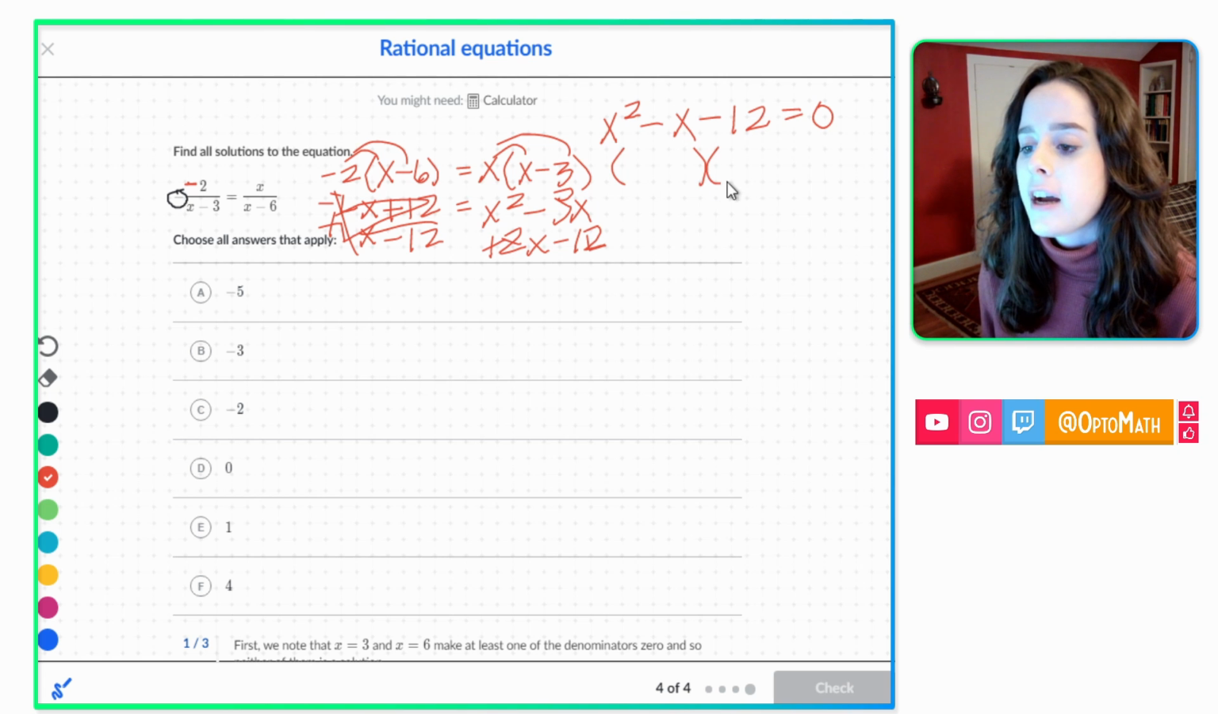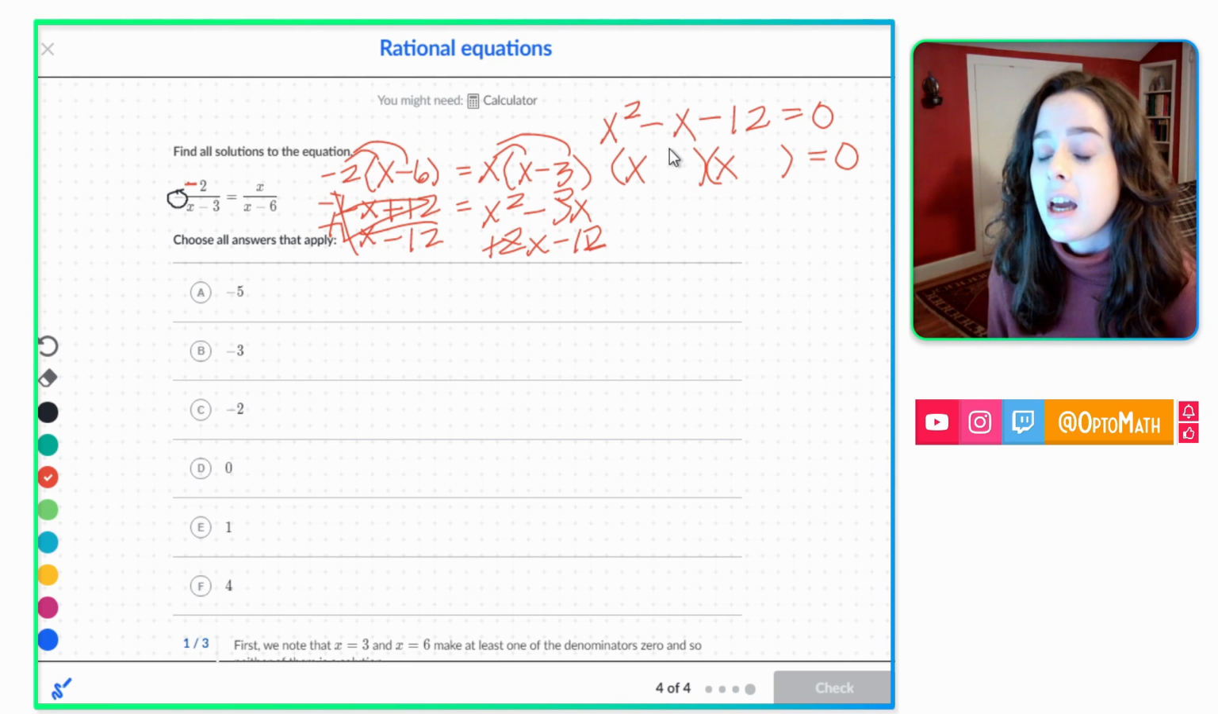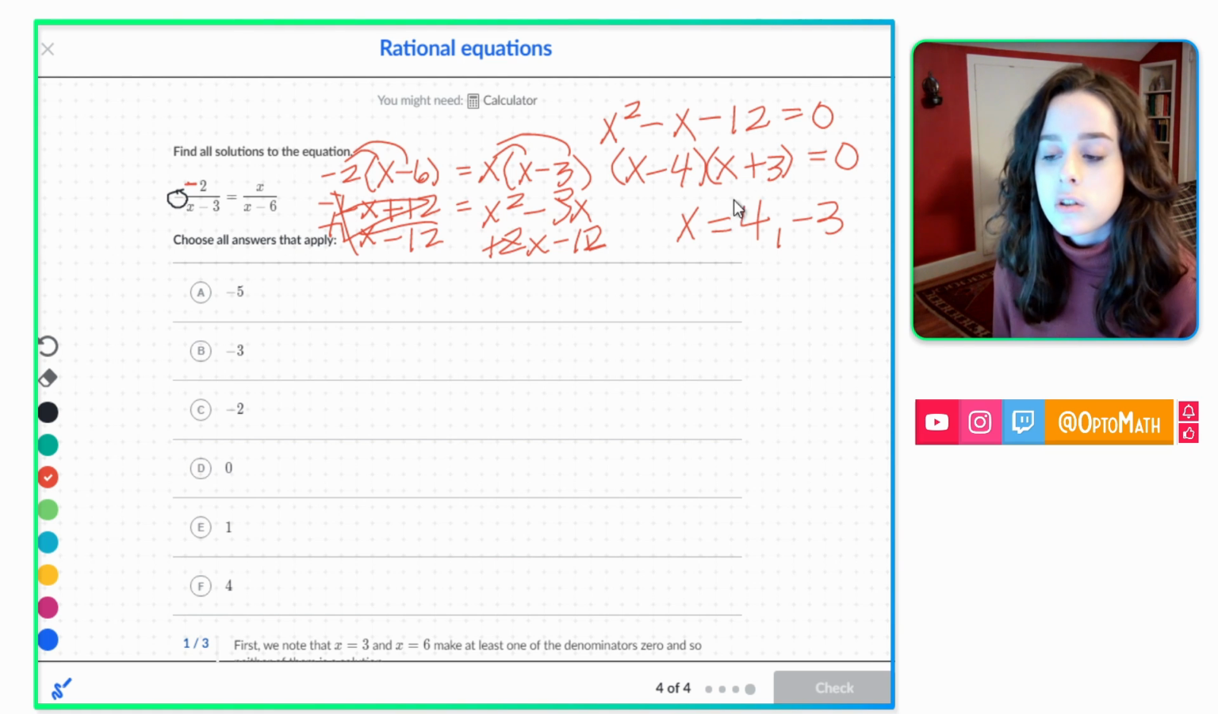Let's try and factor this into two binomials. Since a is 1, it's going to be x and x. We're going to find factors of negative 12 that add to negative 1. Negative 4 and positive 3. Now our solutions will be 4 and negative 3, since we set both of these equal to 0.